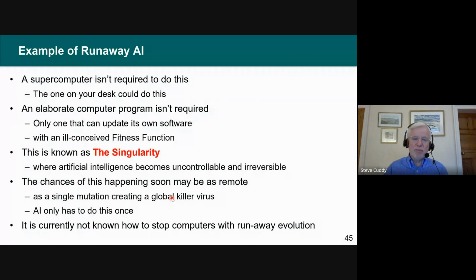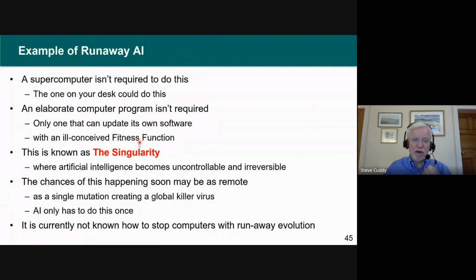Now, a supercomputer isn't required for this. You don't have to think that we have to devise and build a supercomputer for this to happen. The computer on your desk could do this. You don't need a brilliant software writer with an elaborate computer program to do this. It only needs one piece of software that can update itself and can run away, and also is not constrained by a fitness function.